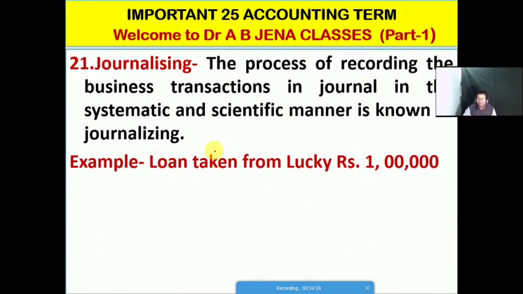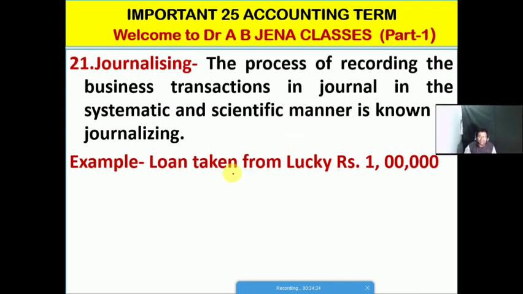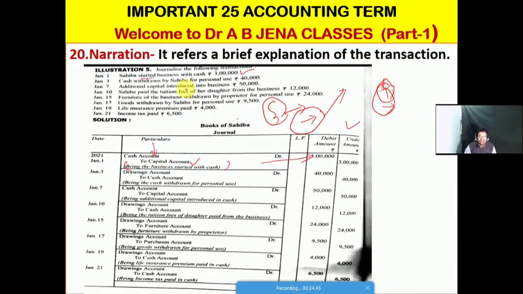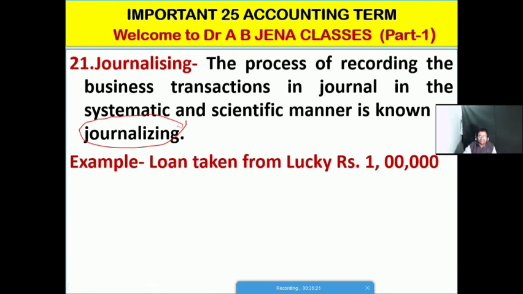Next is journalizing. What is the meaning of journalizing? Journalizing is the process of recording business transactions in a journal in a systematic and scientific manner. We follow the golden rules of accounting: the business transaction is classified and summarized, and we identify which account it comes into, and then make the journal entry as per the golden rules for personal account, real account and nominal account. This is journalizing. For the next example, I will take a loan taken from Lucky, rupees 1 lakh.